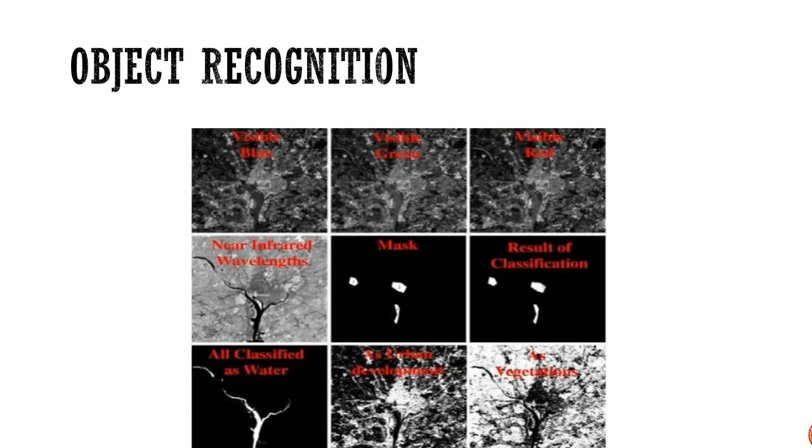Here the problem was to classify areas such as vegetation, water, and bare soil. The figure shows the resulting classification using a Gaussian Bayes classifier, and from this we know how statistical pattern recognition works. Here we see some of the near-infrared wavelength masks, all classified as water, the result of classification, and by this we know how statistical pattern recognition works. Thank you.